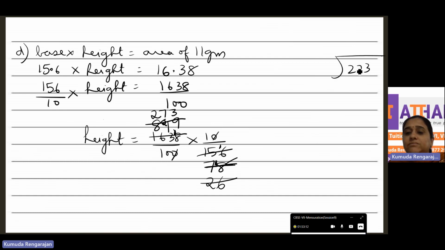Sit properly. Do you have any problem? Yeah, sit properly.